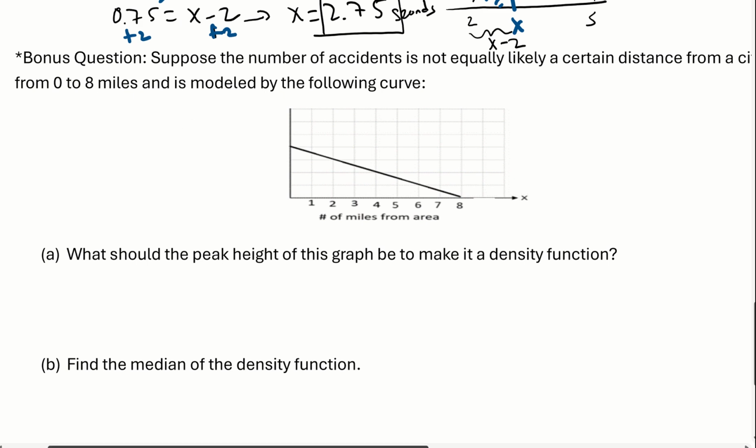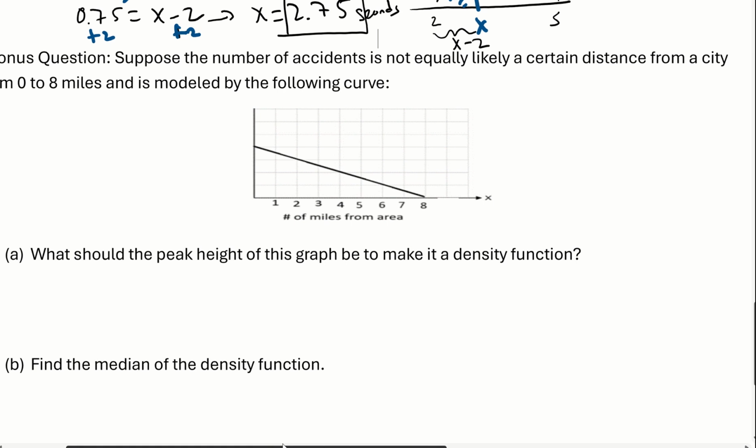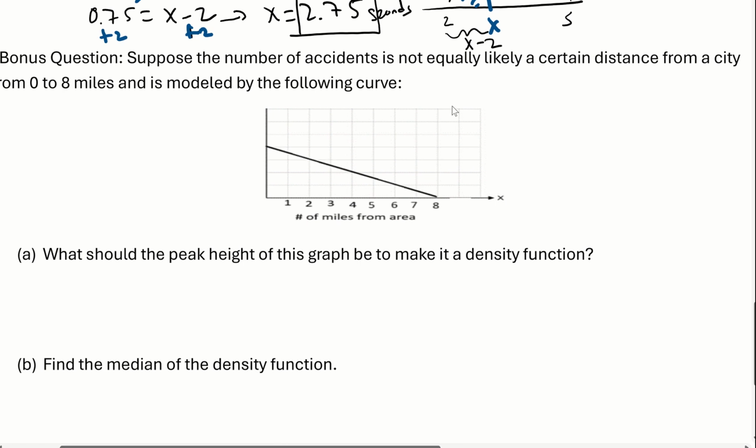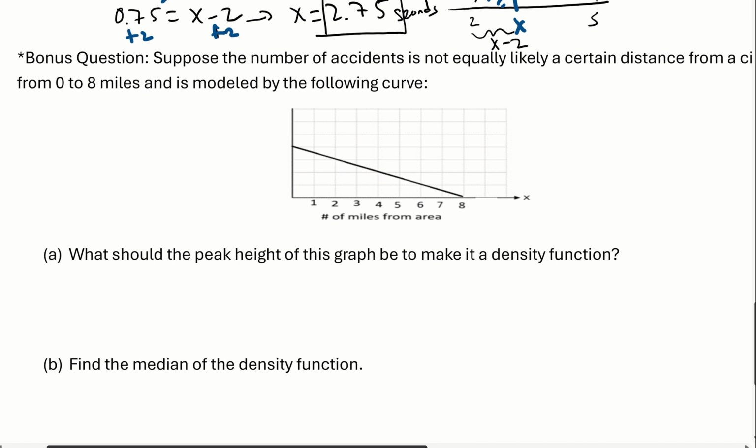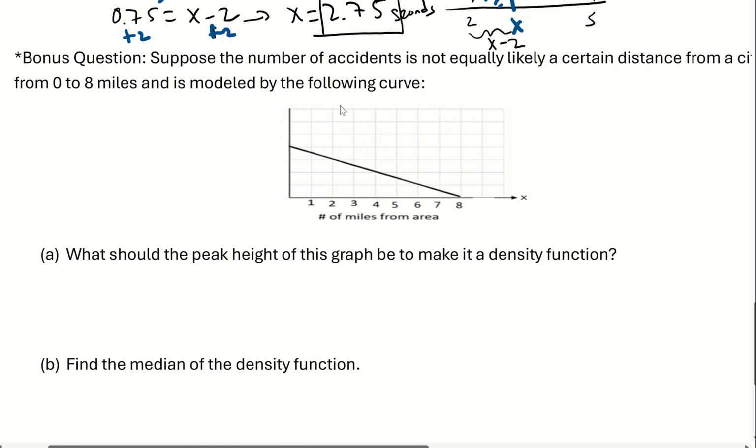Suppose the number of accidents is not equally likely a certain distance from a city, from 0 to 8 miles, and is modeled by the following curve. It's not a density curve yet. What should the height of the peak of this graph be to make it a density function?